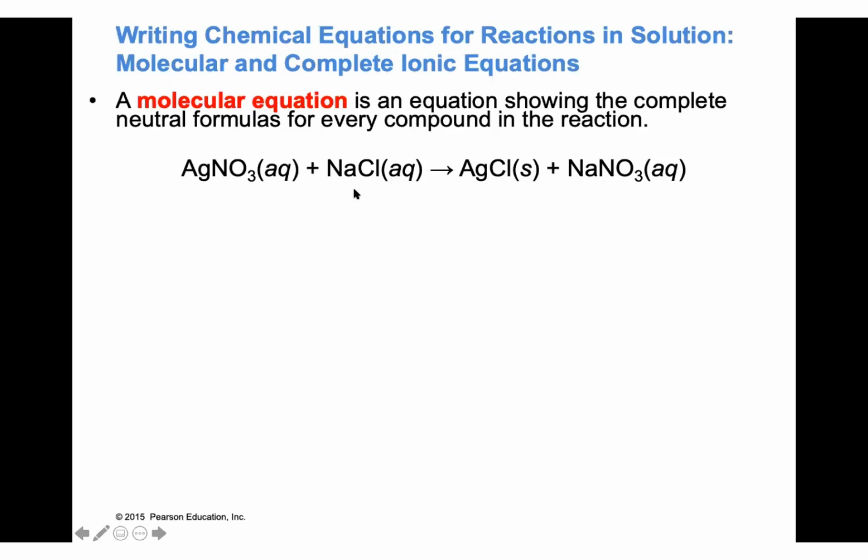It is 2 or more elements. The same for AgCl, the same for NaNO3. So that's why this is called a molecular equation. Whenever you see some compounds giving products, some producing other compounds, this is called a molecular equation.